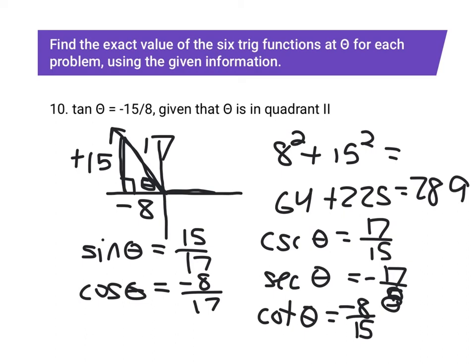And note that if you weren't told directly what quadrant you were in, you would use the given information to figure it out. So we know that in this case, tangent is negative. So that means that x and y have different signs. So that would put me in either quadrant 2 or 4. So that's something that you can use to help you with these.